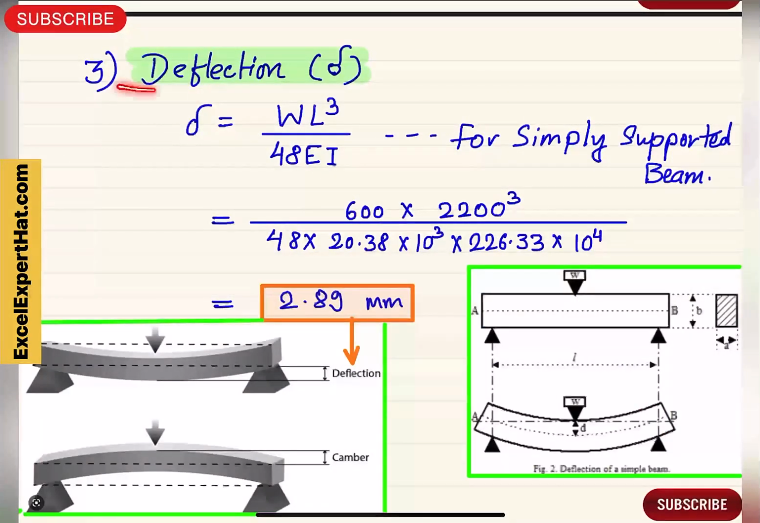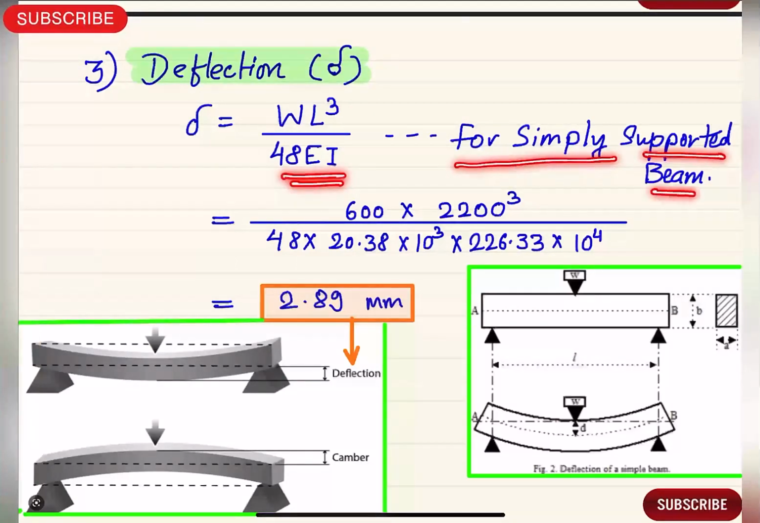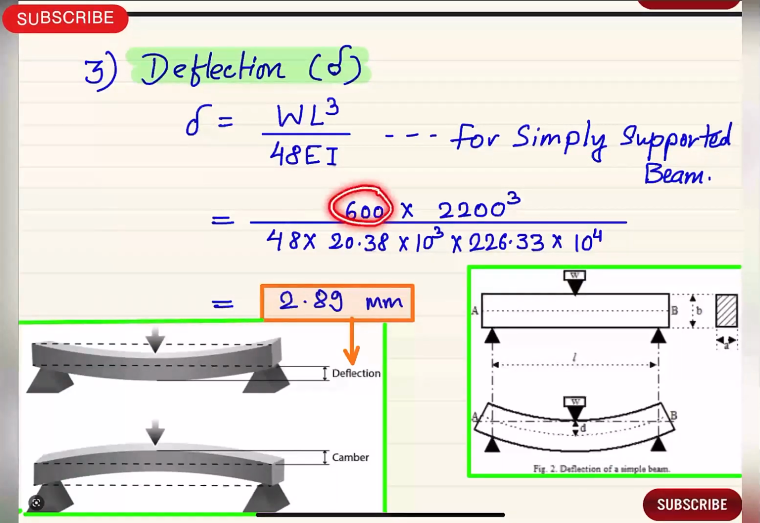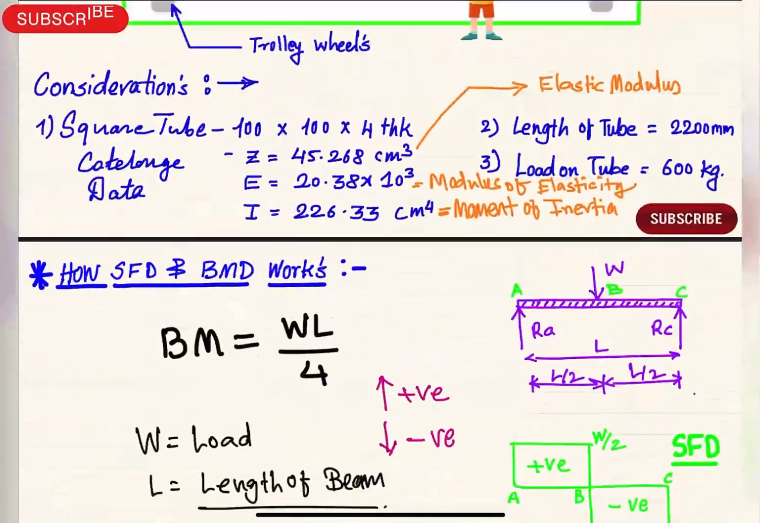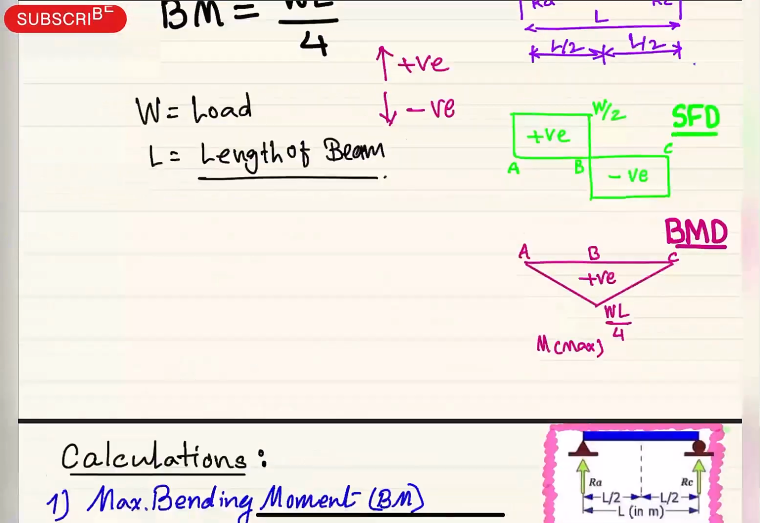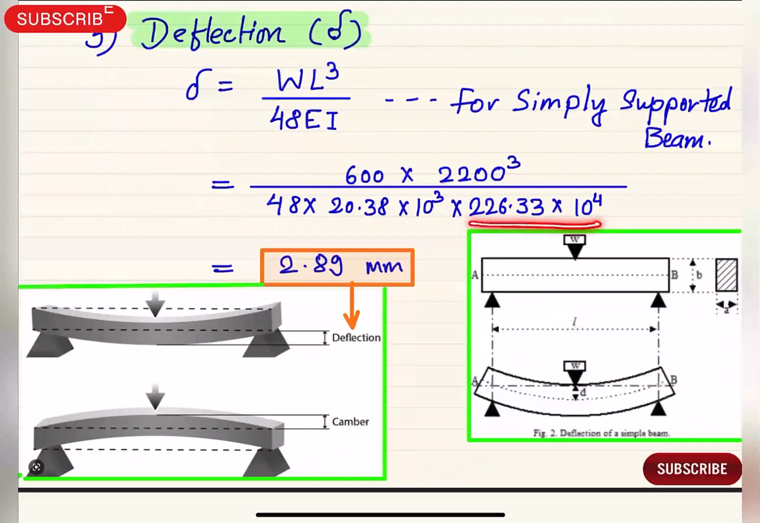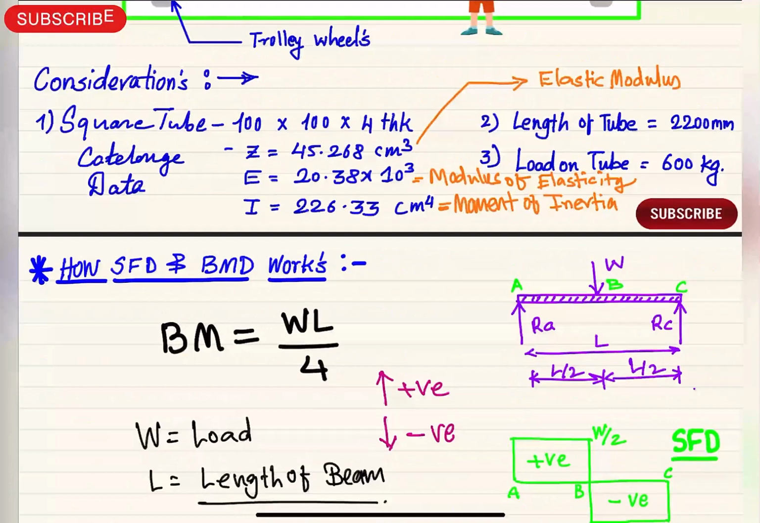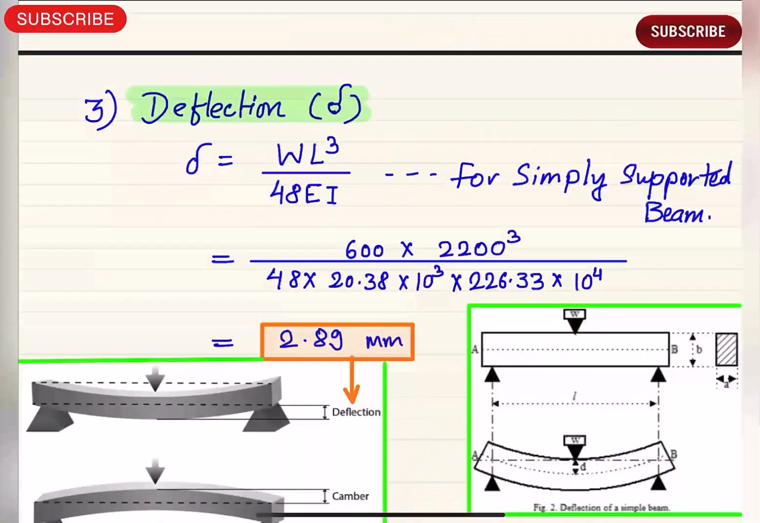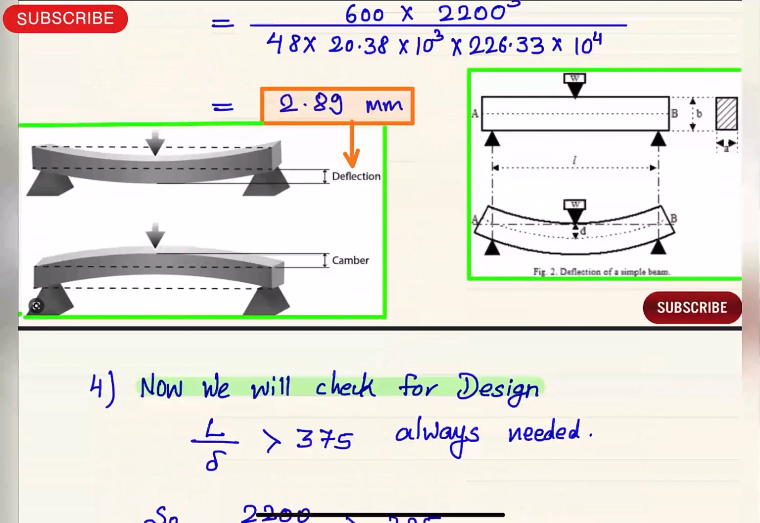Now we will see how to calculate the deflection delta in a beam. Delta equals WL cube by 48EI. This formula is for a simply supported beam. So we will put in the values. W is 600 kg, L is 2200 raised to 3, divided by 48 into E, which we have taken from a standard catalog. E is 20.38 into 10 raised to 3. Similarly, we are taking I from the standard catalog, where we found the value is 226.33 centimeter raised to 4, which is the moment of inertia. Now we put the values in this formula, and we get 2.89 millimeter as the deflection in the beam.